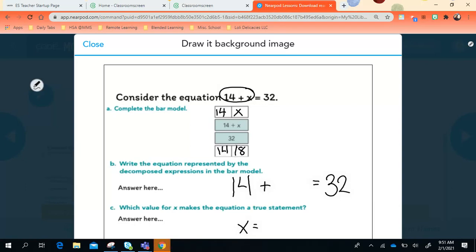18. Good. So that means 14 plus 18 gives me 32. And x equals 18. So make sure you click submit on that screen.